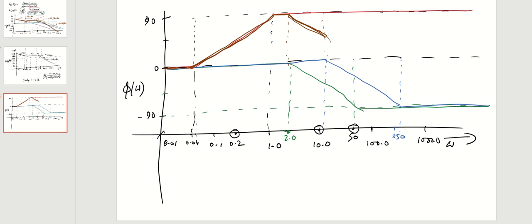So what is the net effect of this? You see, the indication is that at this point this has become minus 90. So maybe somewhere here, okay. So at this point it starts to droop at a faster rate.